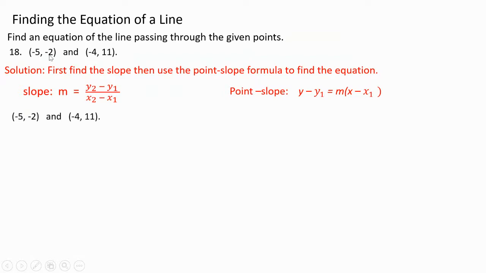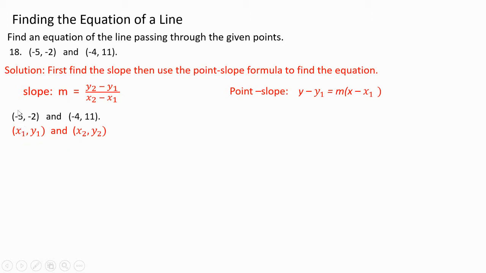So we have -5, -2, that's the first point, and -4, 11. So again, this is x sub 1, y sub 1, x sub 2, y sub 2. And at times students ask me, Mr. Sassy, does this have to be the first point? No, if you want, you can switch them. It doesn't matter, as long as you call one point 1 and the other point 2.